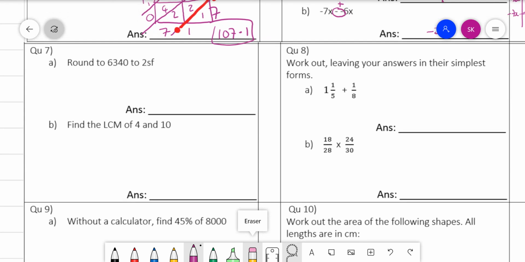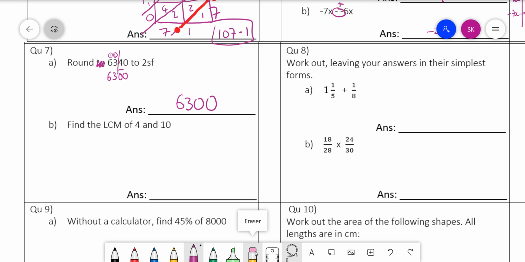Question 7, round. That should not be there. Sorry about that. Typo. Round 6,340 to two significant figures. So the first significant figure is here. The second significant figure is here, which makes 4 the decider. 4 is a weak decider because it's less than 5. So these guys stay the same, and I write out the zeros so the number is roughly the same.